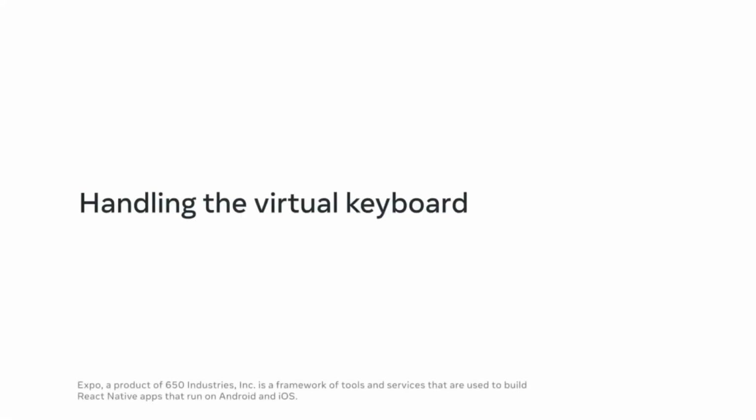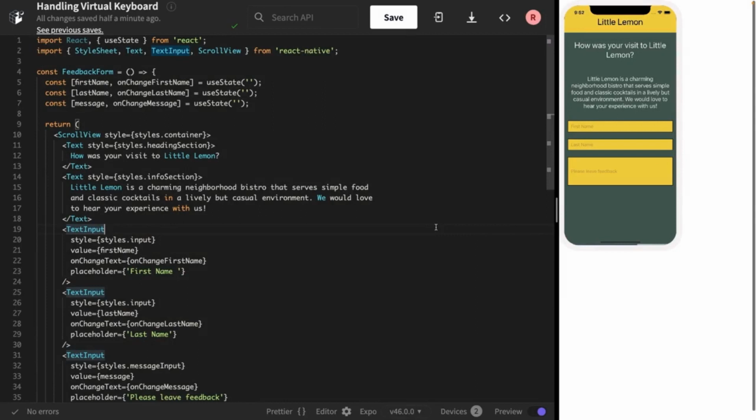In this video, you'll observe how properties of the text input component can be used for handling the virtual keyboard. Specifically, you'll learn how to apply the Keyboard Dismiss Mode and Keyboard Avoiding View properties. Let's recap what you've built in the Little Lemon mobile app so far.